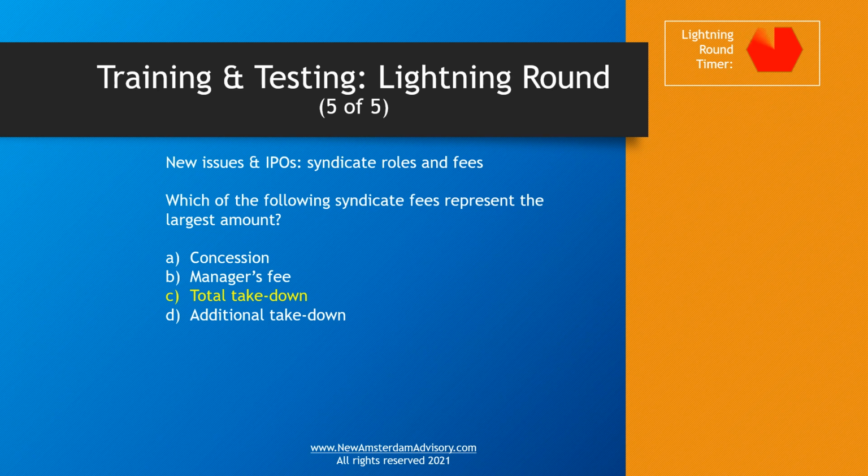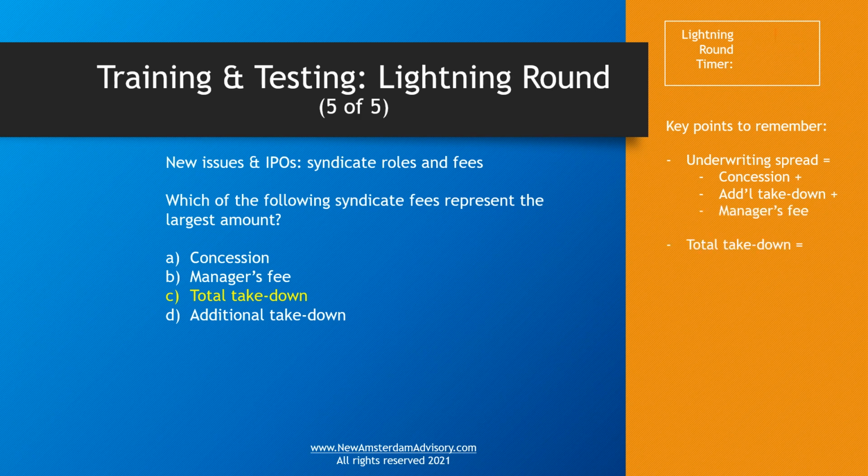Important here is to recognize that the total takedown equals the additional takedown plus the concession. So by the very definition of it, that makes the total takedown the largest sum. Remember, the underwriting spread is the concession plus the additional takedown, and the manager fee, the total takedown, is the additional takedown and the concession, and the net issuer proceeds are equal to the amount issued minus the underwriting spread.